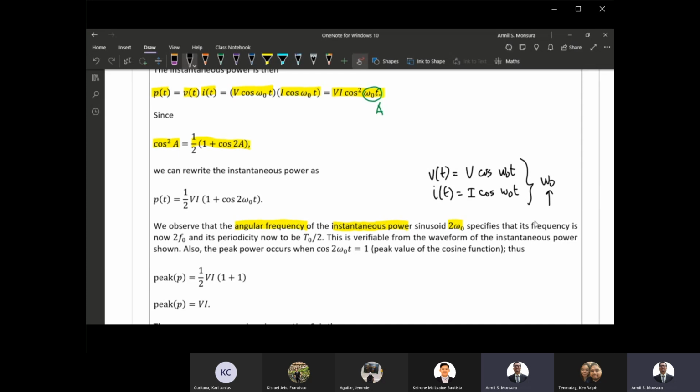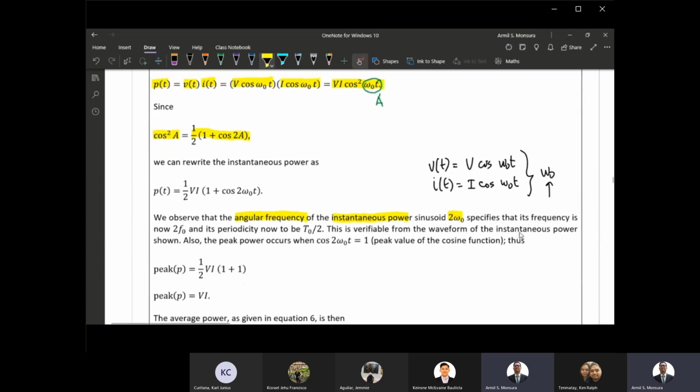Okay. So anong mangyayari na? What would that lead us to? It would lead us to a waveform for your instantaneous power to have a waveform that has twice the frequency or half the periodicity. Ibig sabihin, mas maraming cycles ang nako-cover ng instantaneous power ninyo in one second compared sa nako-cover ng voltage or current waveform ninyo. Okay? Or mas maikli yung isang cycle. Okay? So tingnan niyo to.